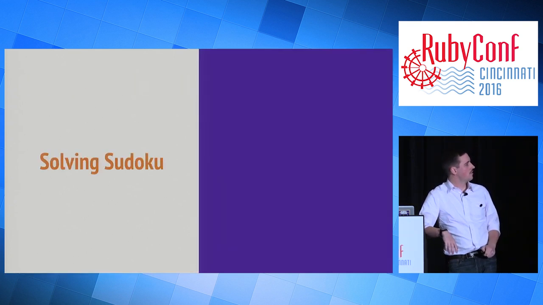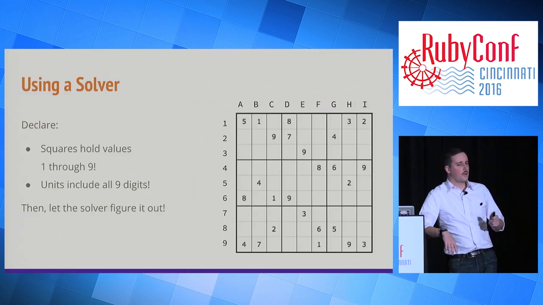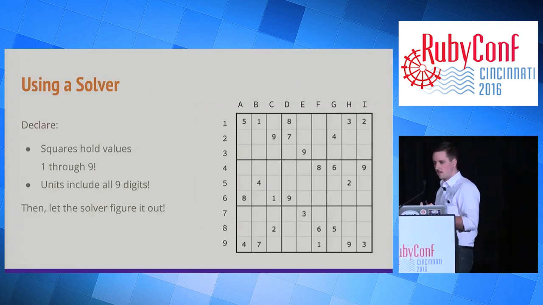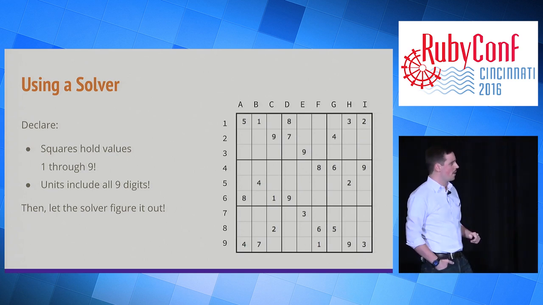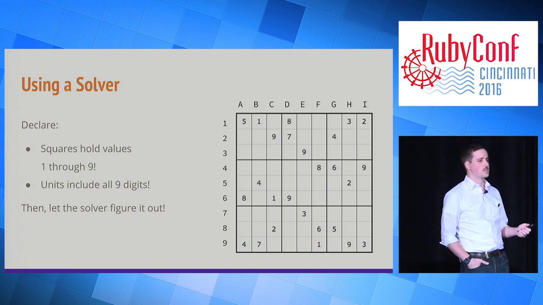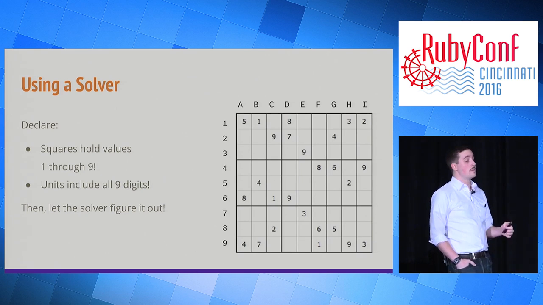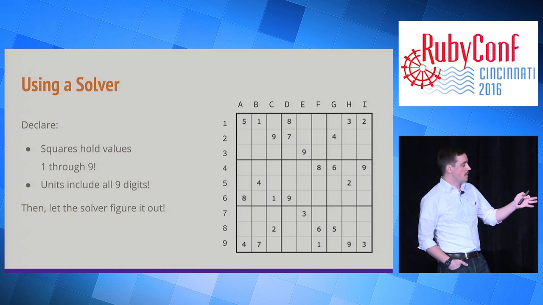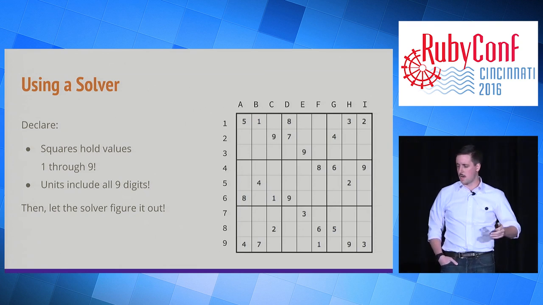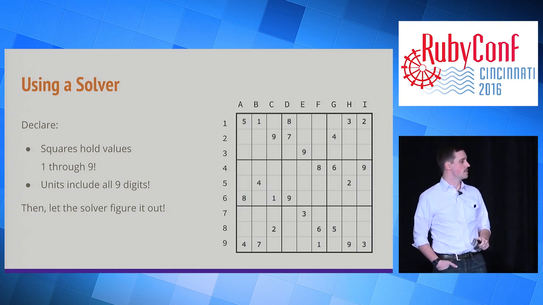So let's take a look at what that looks like. Once again, we want to be declarative here. We want to try to just say what we're looking for and not worry about how to get it. So we want to declare that each of these squares has to have the values 1 through 9, or is limited to the values 1 through 9, I should say. And we want to declare that the units, the boxes or the rows or the columns, have to include all 9 digits.